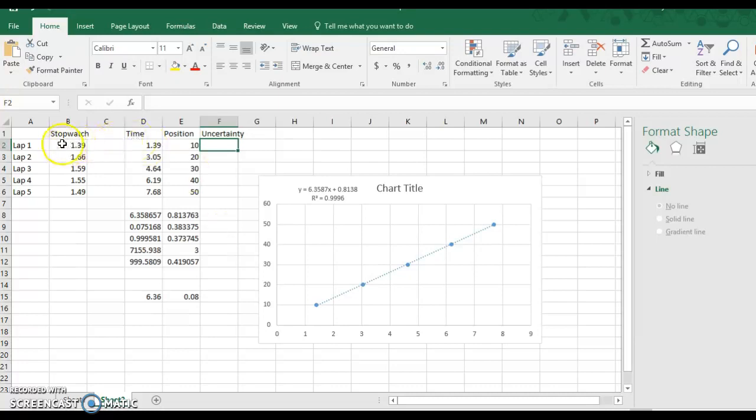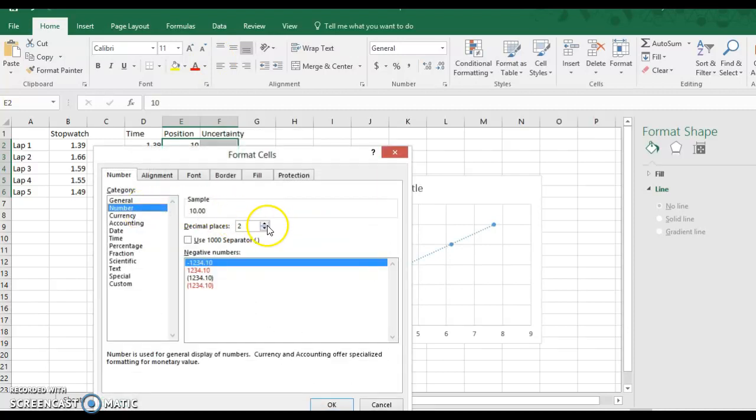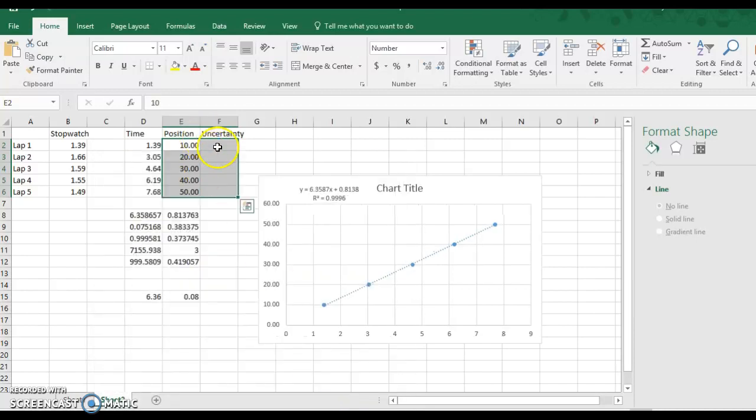Now, one way to estimate the uncertainties here is notice that this value is a little bit shorter than the rest of these. So that means I may have hit the button a little early, and the position may be off somewhat by a larger amount than most everything else. So what I'm going to do is format these cells, and take them out to 2 decimal places. I'm going to give this one an uncertainty of 5 millimeters or 0.5 centimeters. Remember these are in centimeters.